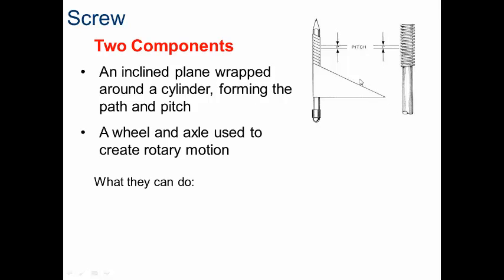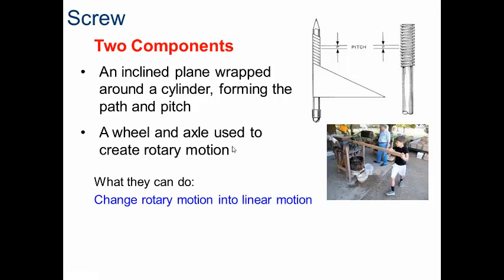As the screw is used, you can hopefully imagine walking up this inclined plane that just keeps wrapping around and around our cylinder. To actually use the screw, you have to imagine a wheel and axle used to create a rotary motion. Screws can typically do two things. They can change rotary motion into linear motion. This is actually the first purpose of the screw.